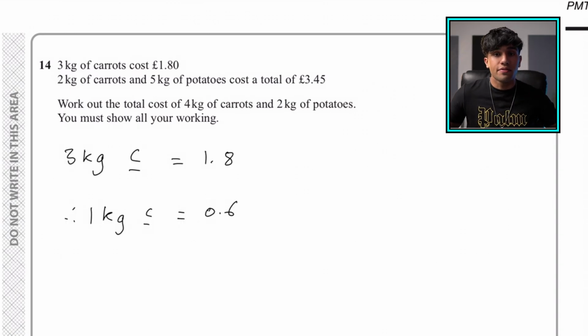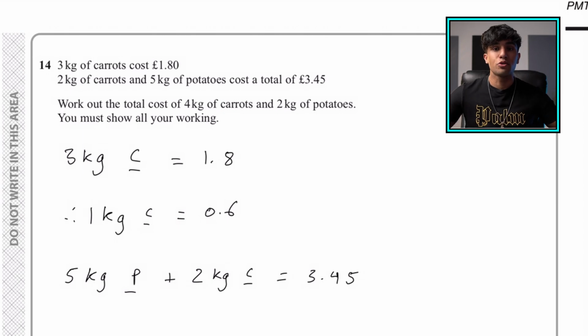So we're told the price of some vegetables and we need to work out the total cost of 4 kg of carrots and 2 kg of potatoes. Let's start with what we know. Since we know 3 kilograms of carrots cost £1.80, we can work out that 1 kilogram is equal to 60p.